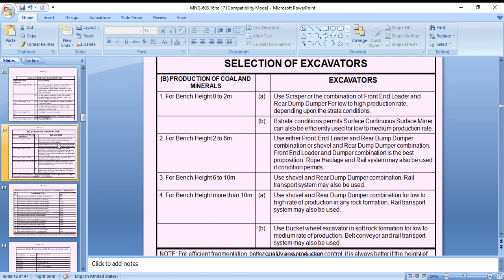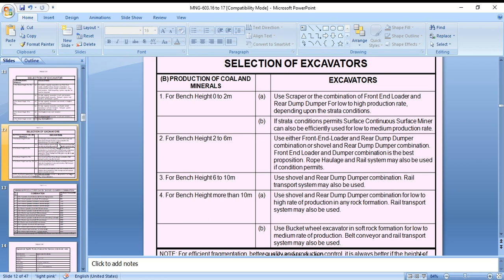For bench height 2 to 6 meters, use either a front end loader and rear dumper combination, or a shovel and rear dumper combination. The front end loader and dumper combination is the best option. Rope haulage and a rail system may also be used if conditions permit. For bench height 6 to 10 meters, use a shovel and rear dumper combination. A rail transport system may also be used.